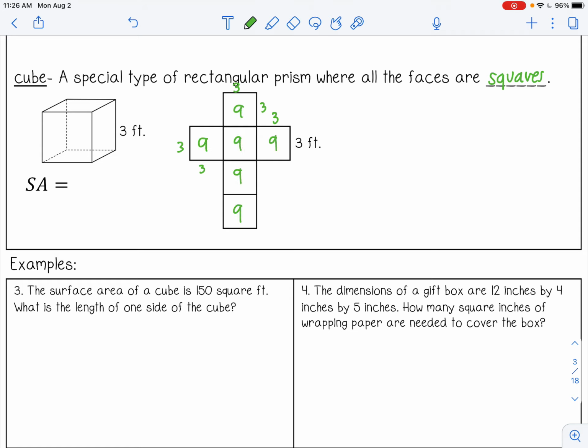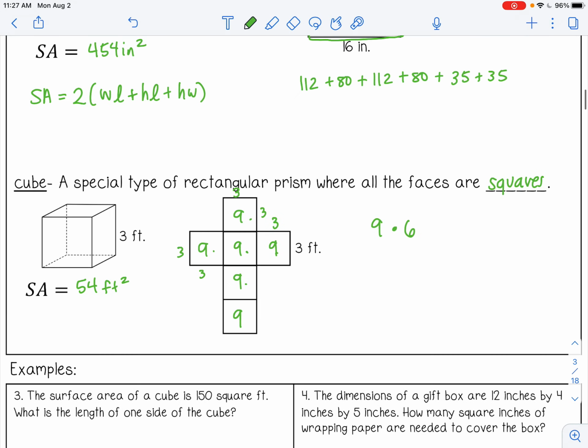They're all squares. So basically we have, let's see how many squares: 1, 2, 3, 4, 5, 6. So we could say 9 times 6, which is 54 feet squared. It's area, so it's always going to be units squared.